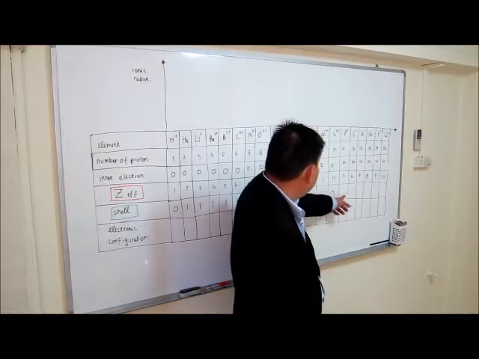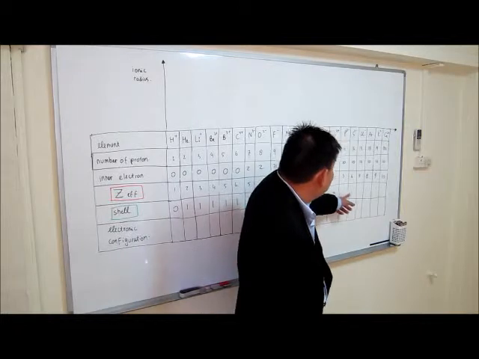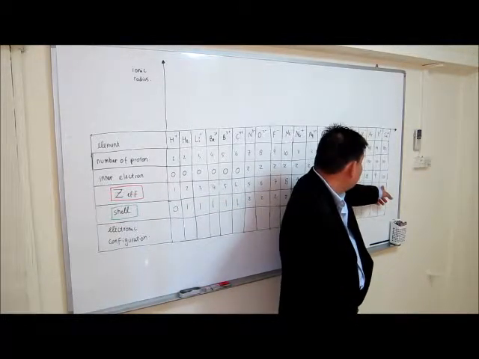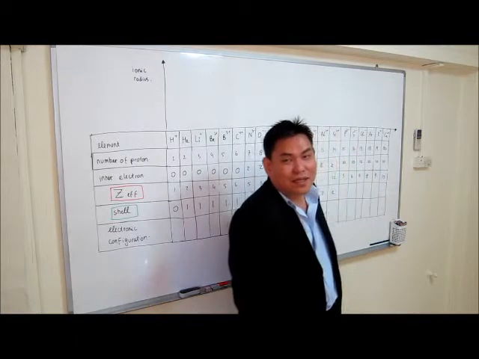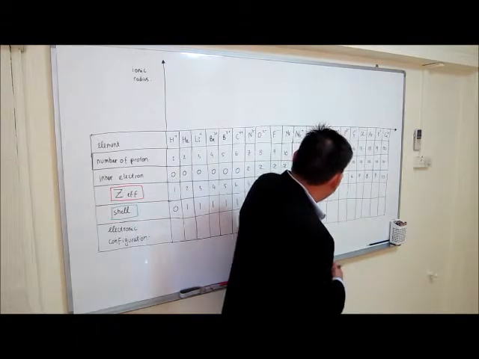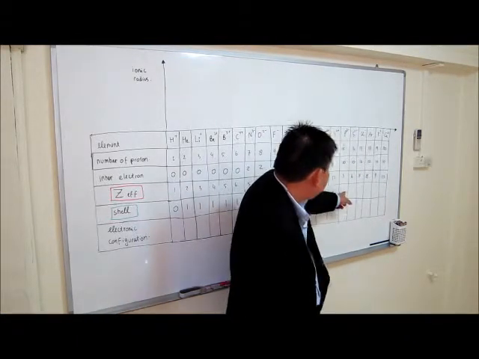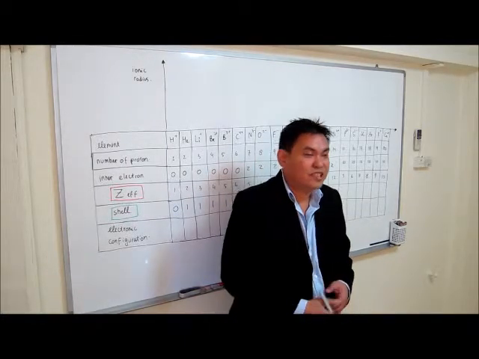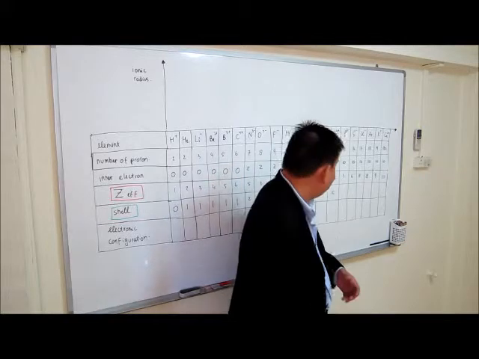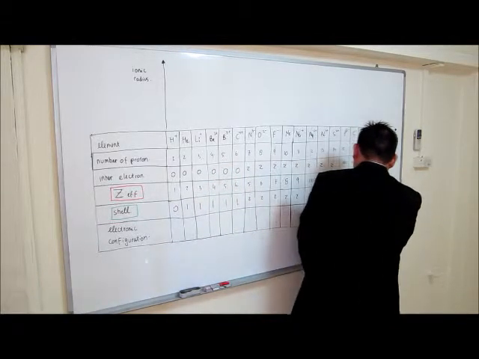From phosphorus 3 minus all the way to calcium 2 plus, all of them have 18 electrons each. 2 on the first shell, 8 on the second shell, and 8 on the third shell. So they have 3 shells.